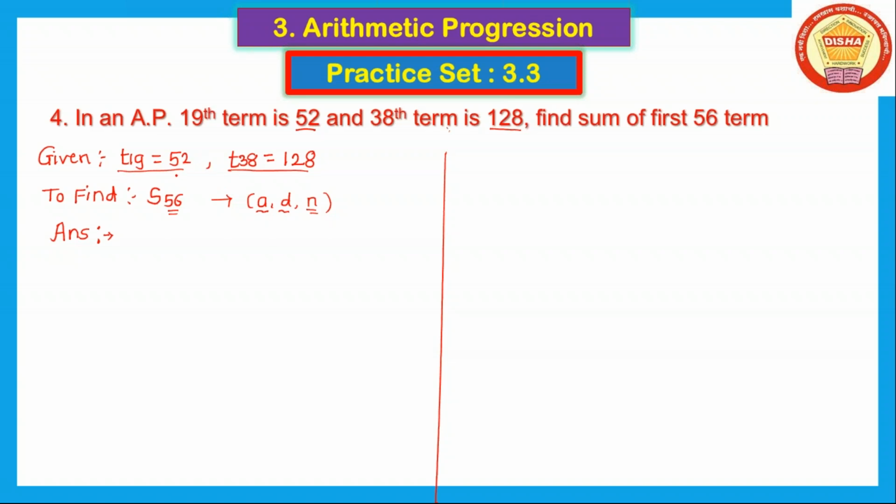So we use those terms and find the values of A and D. How do we find it? See now. Tn is given, so here we use that formula.